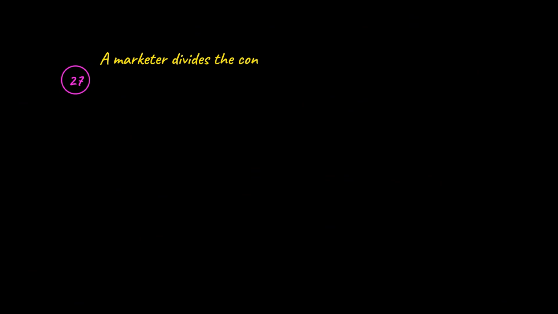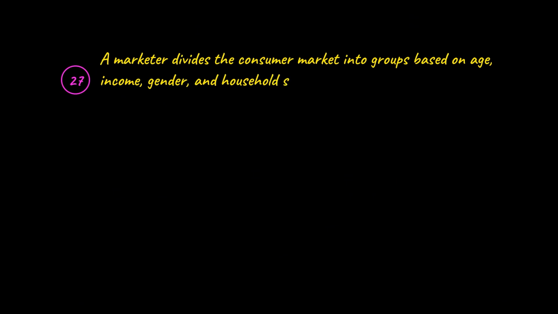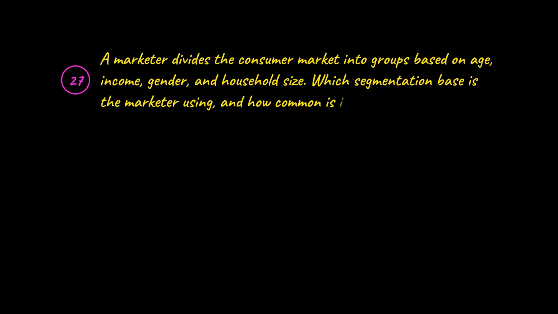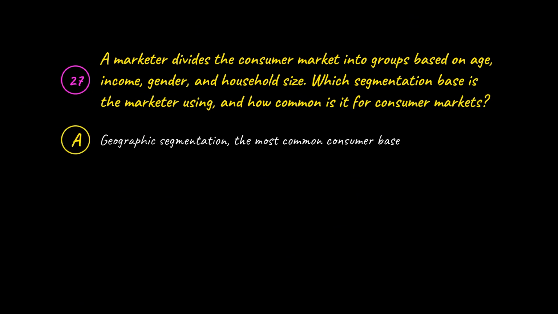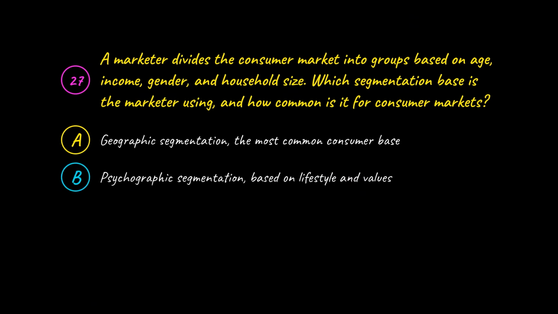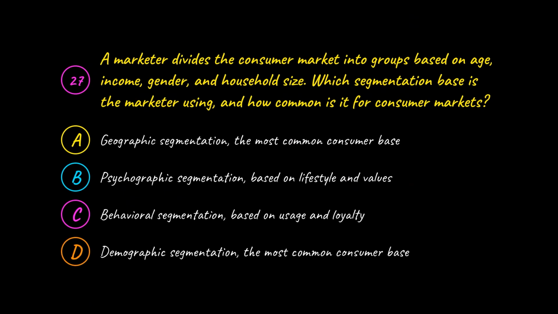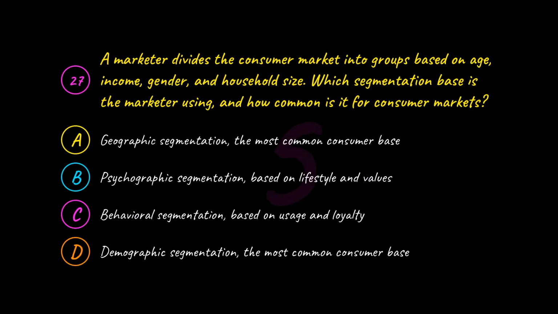Question 27. A marketer divides the consumer market into groups based on age, income, gender, and household size. Which segmentation base is the marketer using, and how common is it for consumer markets? Your options are: A. Geographic segmentation, the most common consumer base. B. Psychographic segmentation based on lifestyle and values. C. Behavioral segmentation based on usage and loyalty. D. Demographic segmentation, the most common consumer base. Before I reveal it, which one do you think is right?